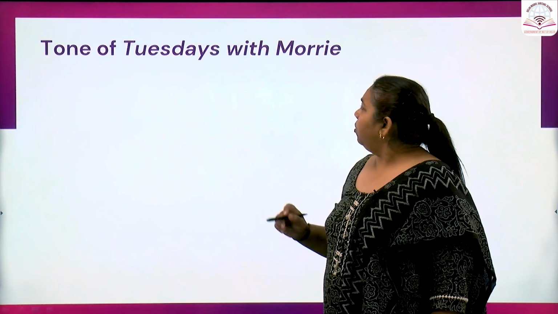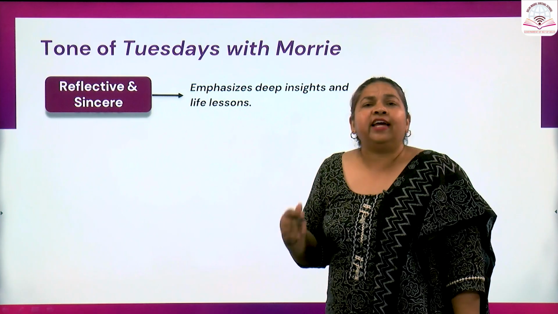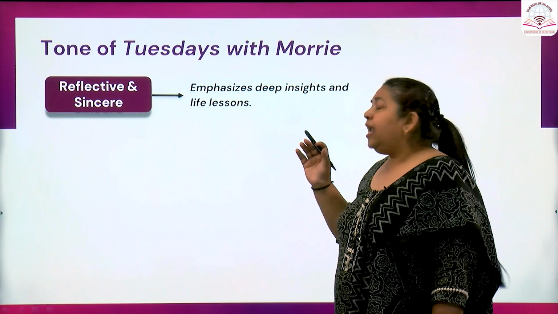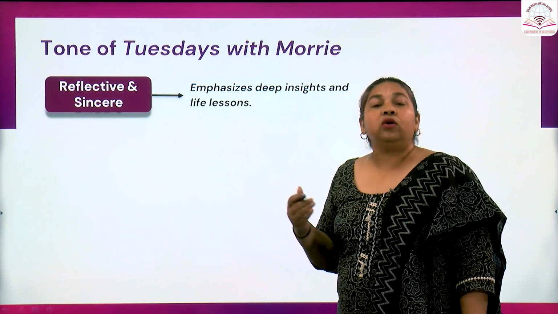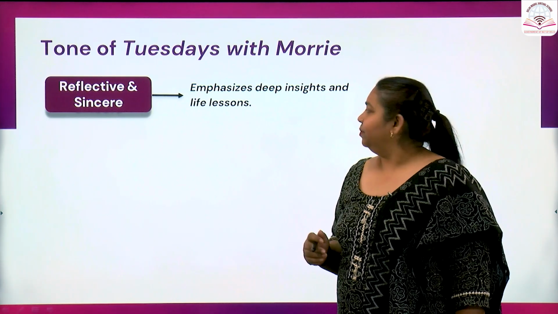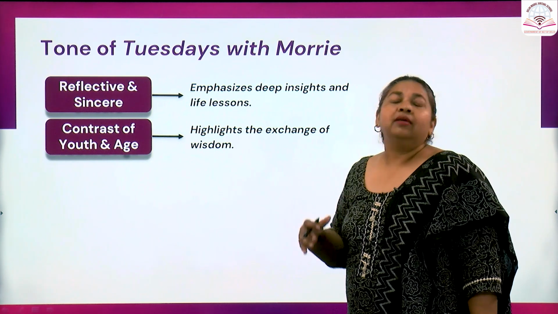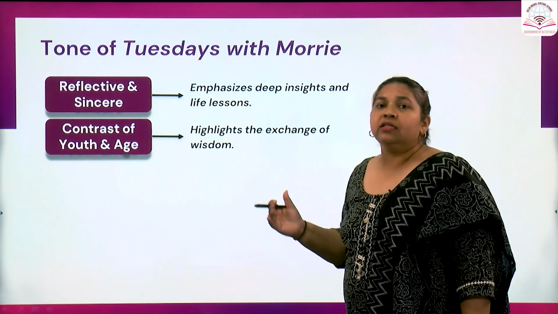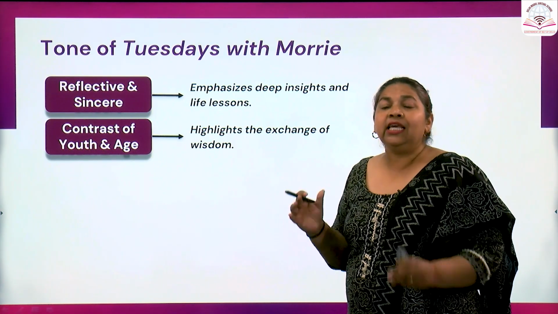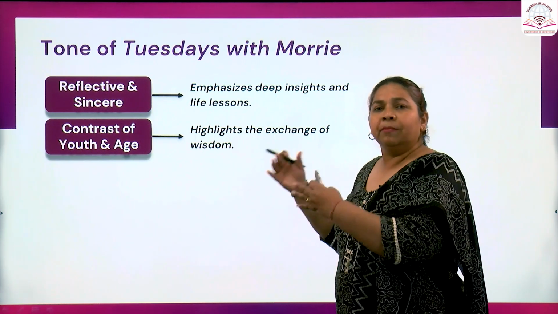Now let's see about the tone of the writing. It carries a reflective and sincere tone. It emphasizes deep insights and life lessons that the old man wants to share with the writer, the young writer. The next thing we learn is the contrast of youth and age. The writer is young, whereas his teacher, the other person, is of age. And naturally he has many experiences which he shares with his young companion.